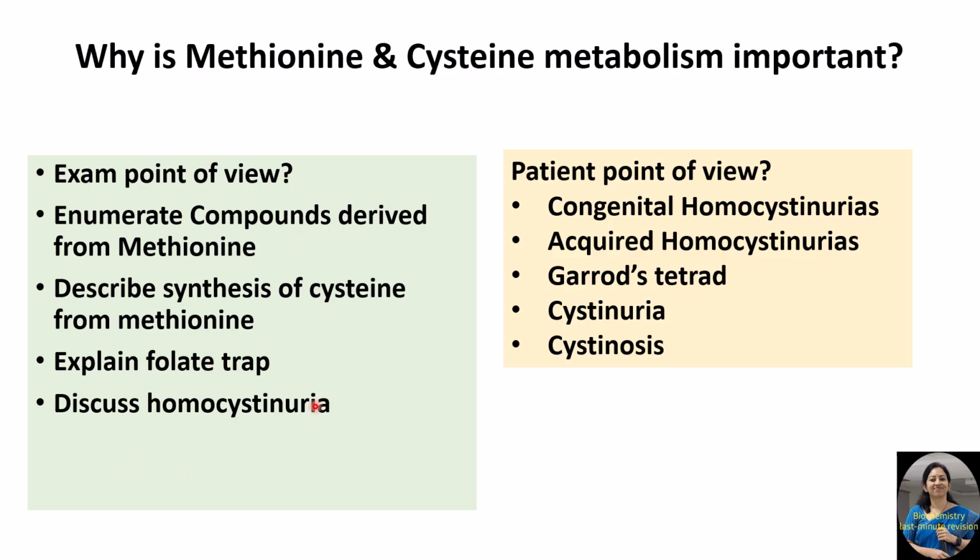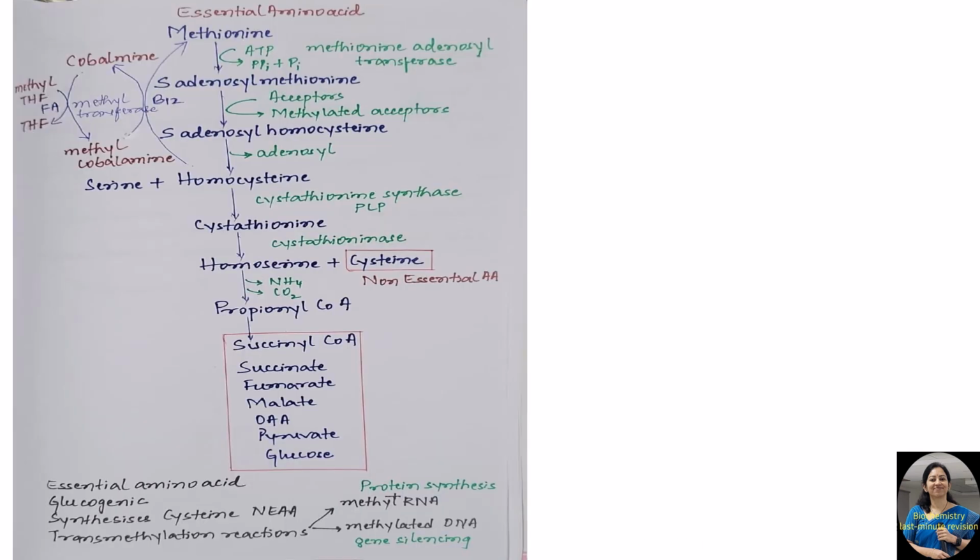various types of homocystinuria. And from the patient point of view, there is a probability of you encountering congenital homocystinuria, which is actually rare, but you can encounter it in the pediatric ward. Acquired homocystinuria is more common, and you will encounter these cases in the medicine ward. And Garrod's tetrad, cystinuria, cystinosis, all these are rare inborn errors of metabolism, which you might encounter during your pediatrics. Now coming to metabolism of methionine, this is usually asked as a long essay.